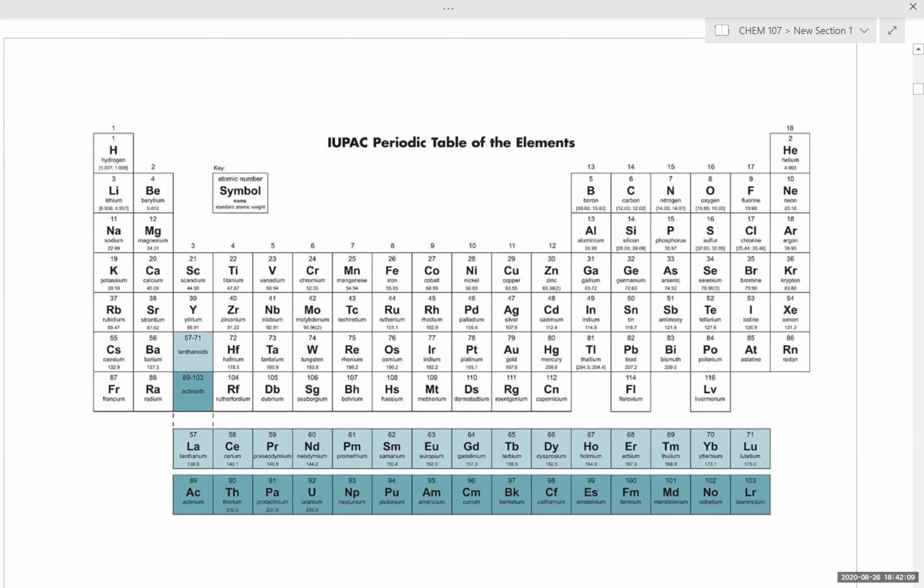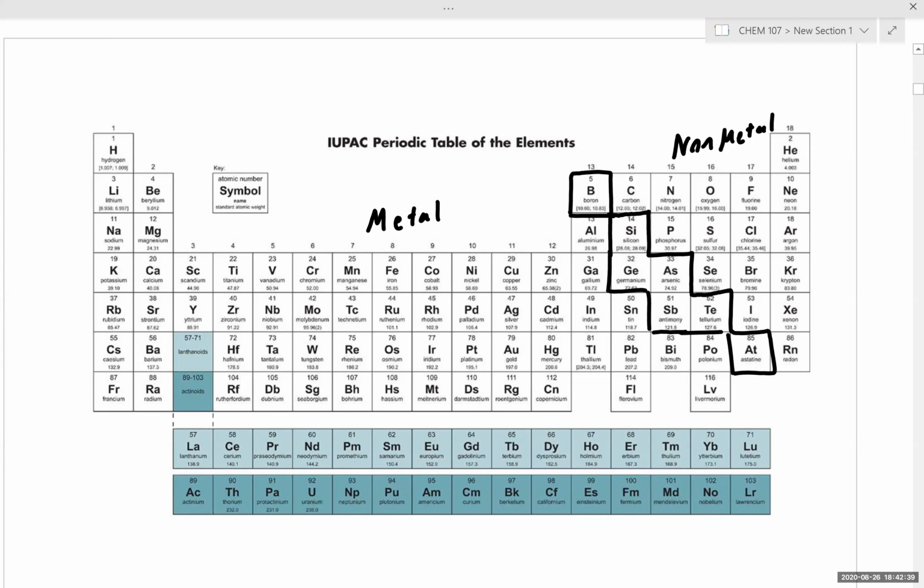The first thing I'm going to do, now that I have my periodic table, is draw out and put a box around my metalloids. There we go. Now that I have my metalloids clearly boxed, I know everything to the left of that is a metal, and everything to the right of this is a non-metal.